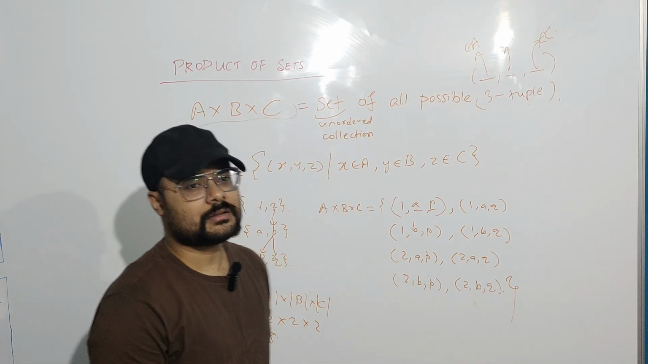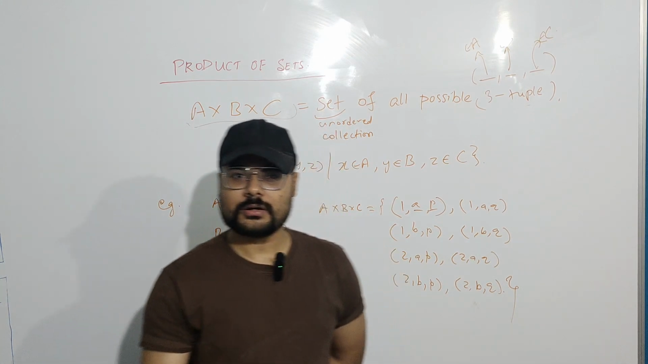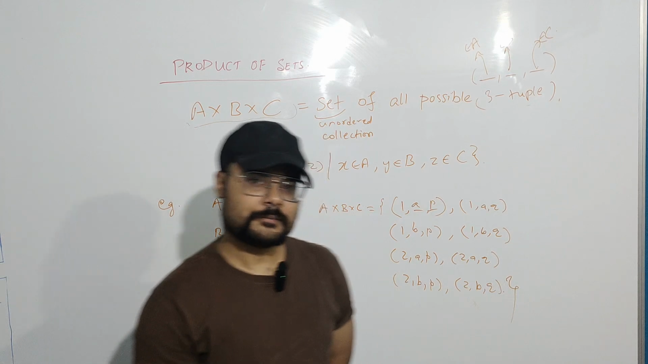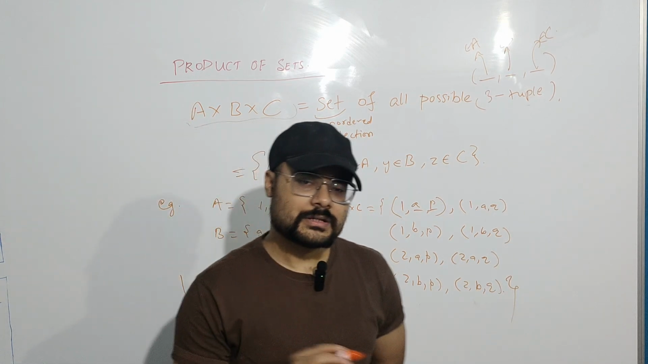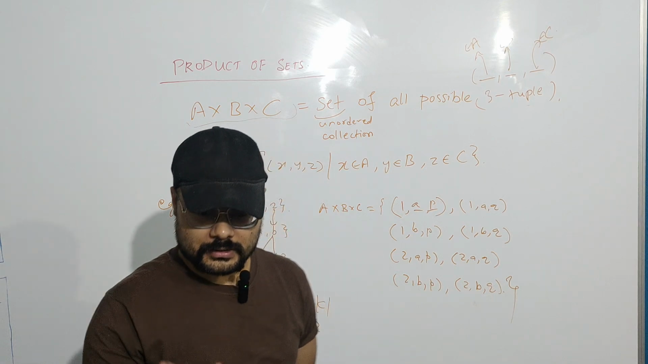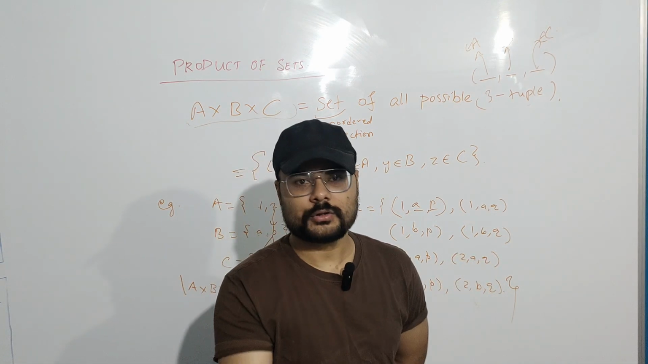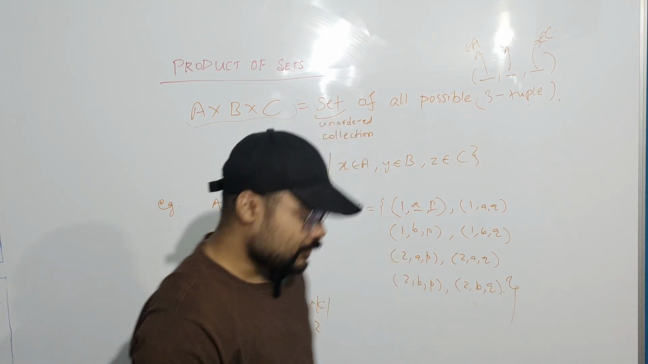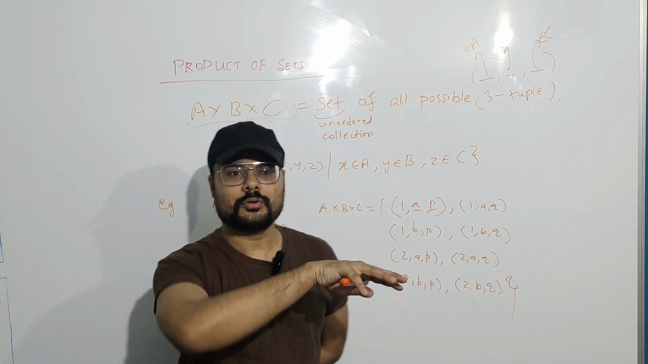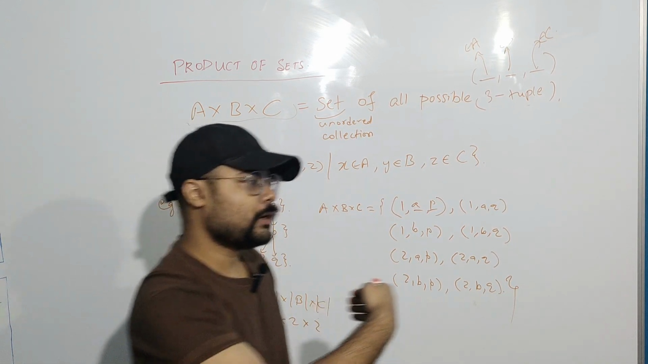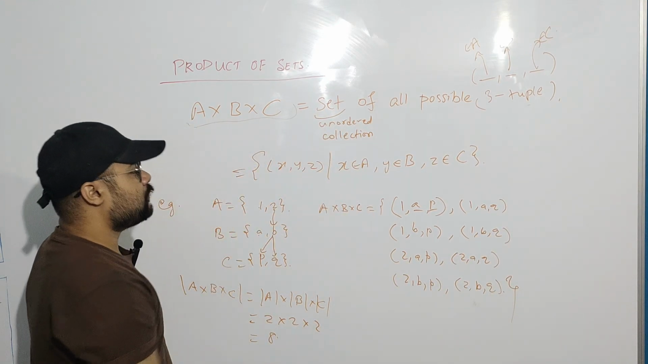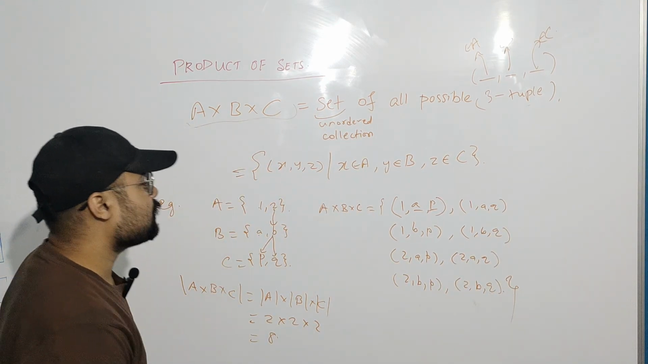Similarly, let's say there are k sets. Then product of k sets is what? Set of all possible k tuples. Okay. And what is the number of elements in the product of k sets? It is equal to the product of the cardinality of each set. So when we have product of sets, the cardinality of the product of sets is equal to just the product of their individual cardinalities. I don't think it needs a proof. It's straightforward.